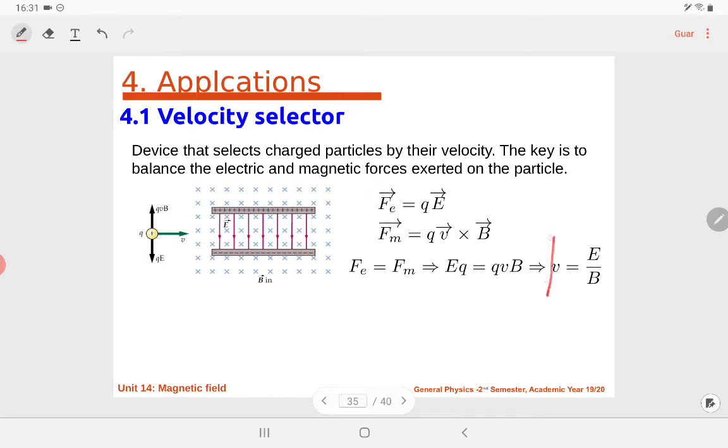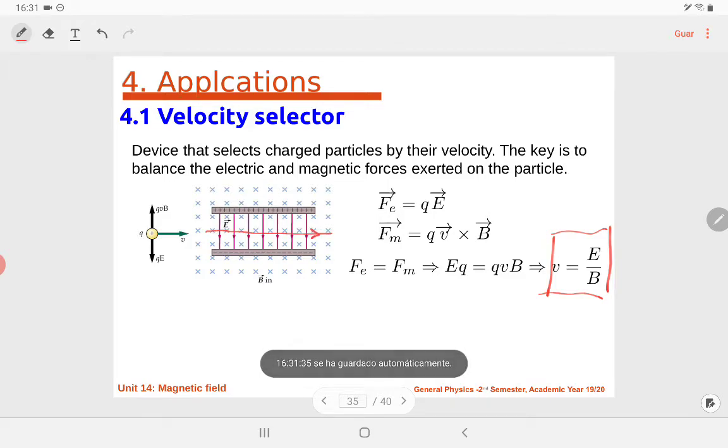So this is the velocity for which charges that have this speed will be able to cross this area without noticing that there is anything. Okay. However, what if the speed is higher than this value? Okay. What if the speed is higher than E divided by B?